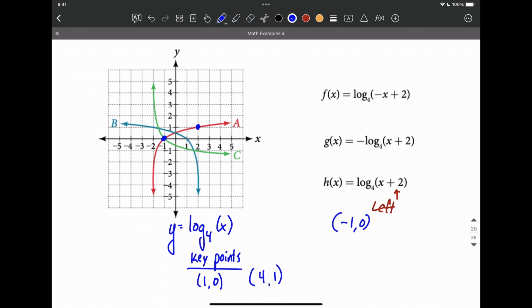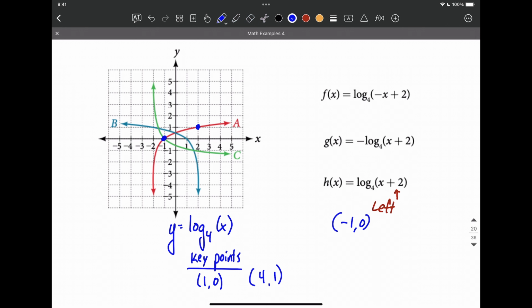By process of elimination, we may already be done with this one, but let's go ahead and identify that (-1, 0) is going to be on this graph. Then for the second key point, we take (2, 1) and multiply that y value by a negative, and our second key point is going to be (2, -1). So (2, -1) is going to correspond with this point right here, and you'll notice that's at C. That's graph C, the green graph over on the left-hand side.